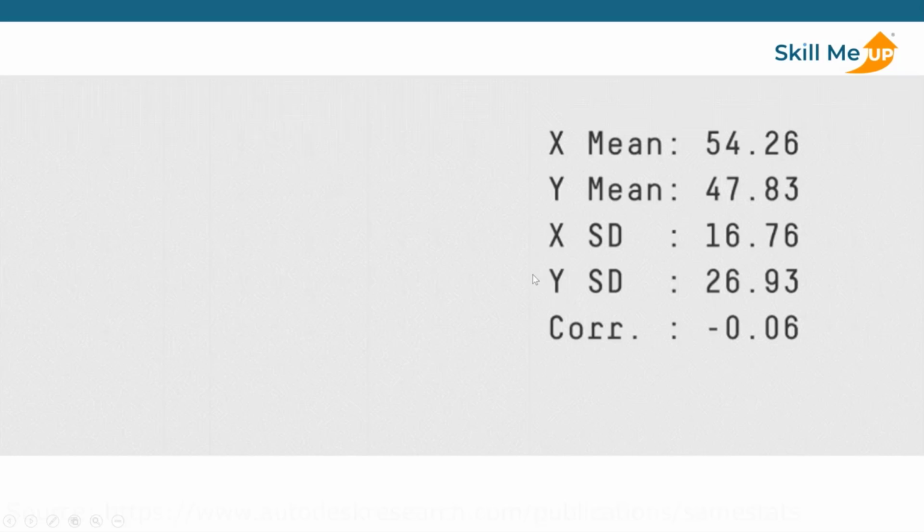And your task is, with the knowledge of the descriptive statistics for this data, like we know that the mean on the x-axis is 54 and the mean on the y-axis is 47. The standard deviations are 16 and 26, and the correlation is around 0, so there's no correlation. So if the x value is high or low, it doesn't mean anything for the y values.